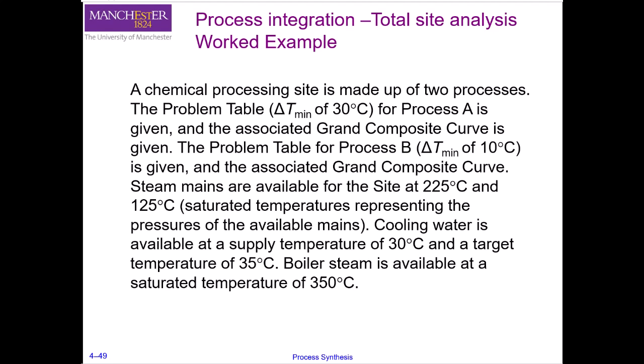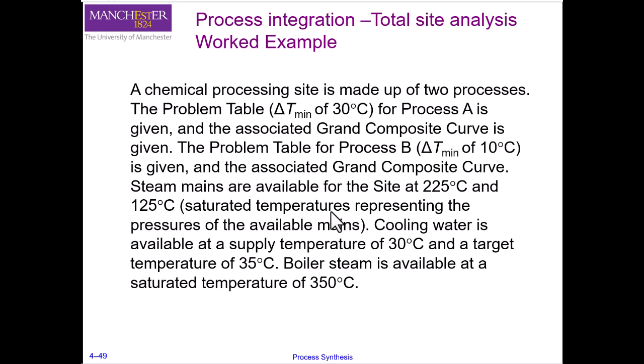Now let's consider an example where we have two processes on our chemical processing site, process A and process B. Process A is being designed with a minimum approach temperature of delta T min 30 degrees centigrade, and process B is being designed with a minimum approach temperature of 10 degrees centigrade. And we have been provided the problem table information and the associated grand composite curves.